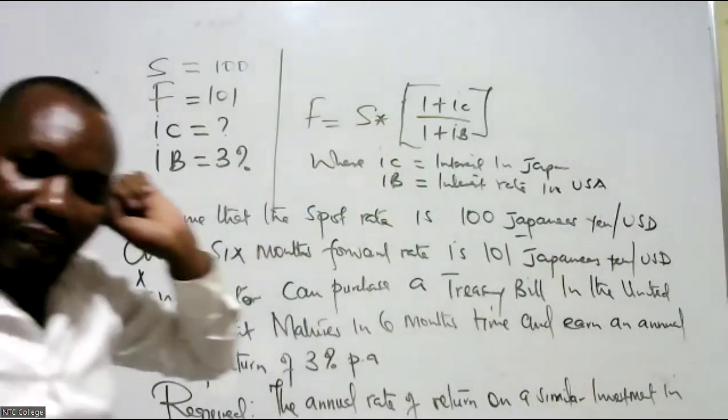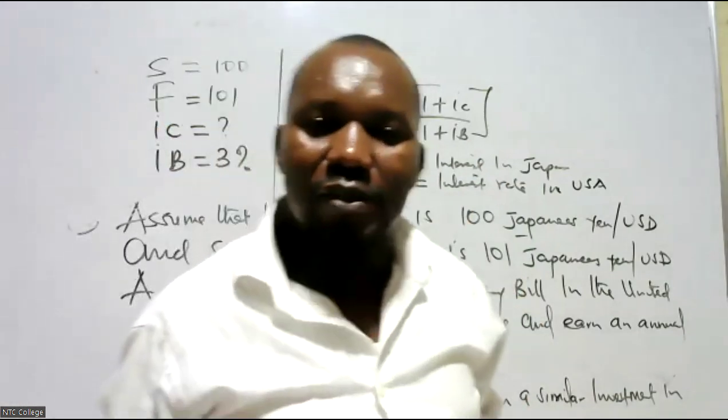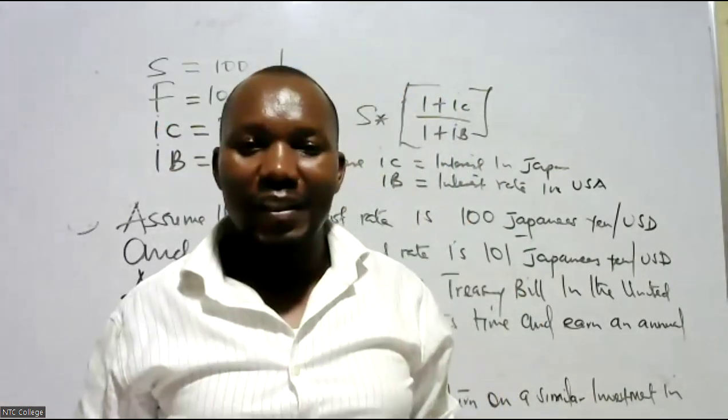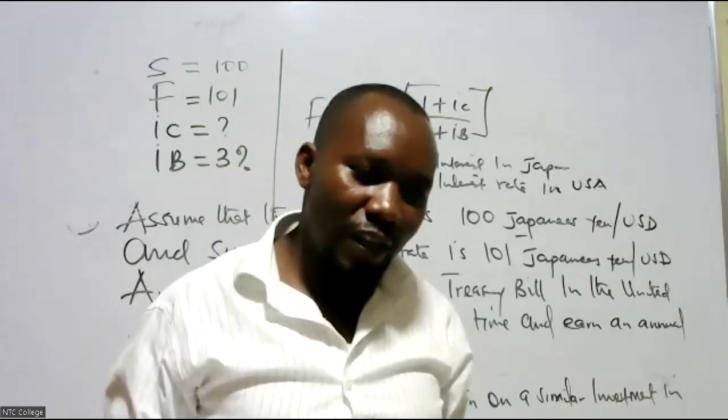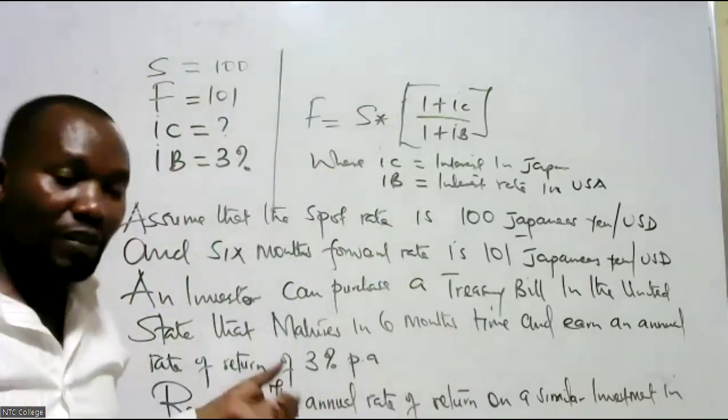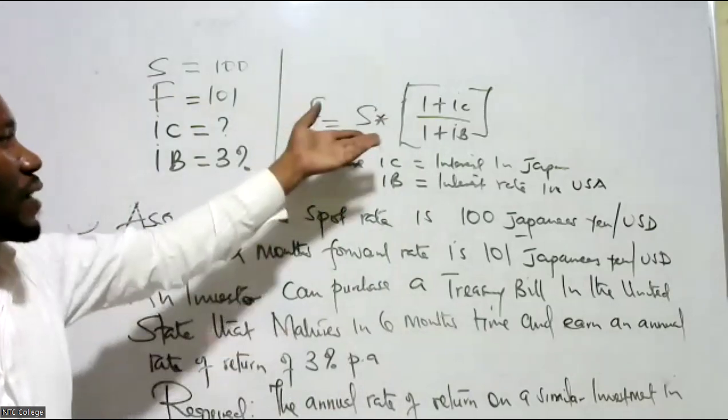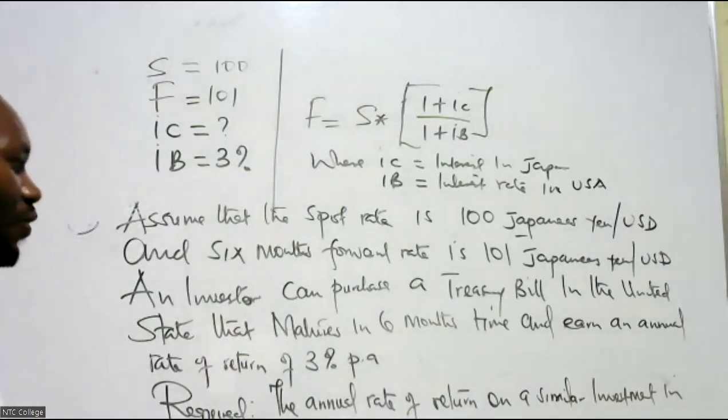You know, the return on a treasury bill is not an inflation rate. It is an interest rate of return. So these guys have not used the inflation, they have just used the interest rate. The formula is the same. Now this thing is not difficult.